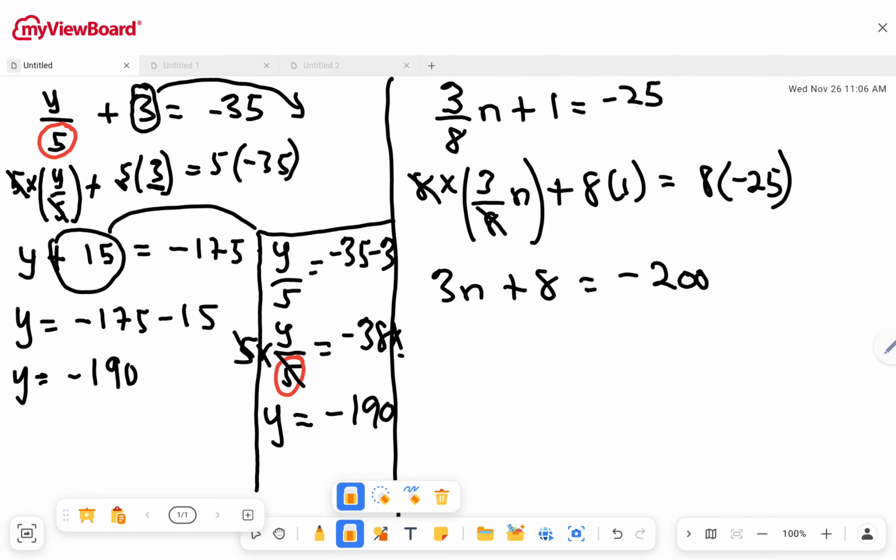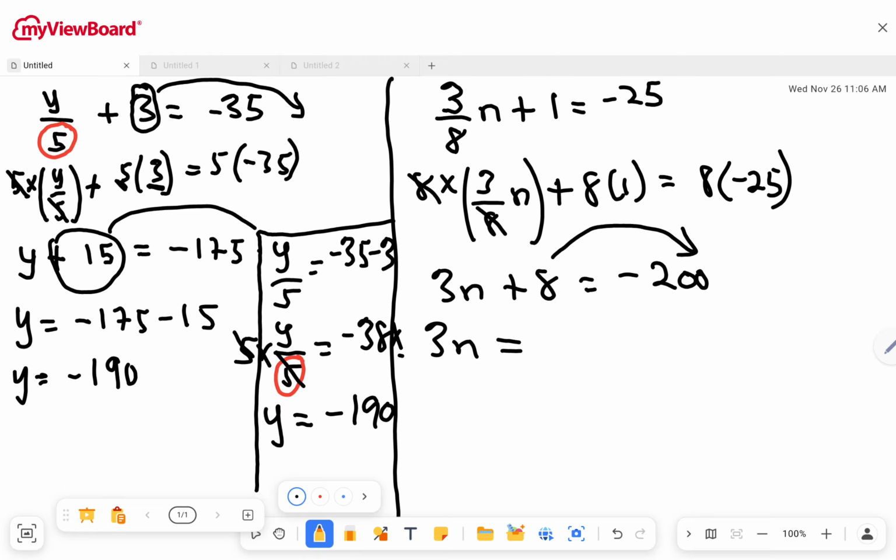Now we are going to transfer this 8 here to the right side of the equation. And we shouldn't forget, when you move a positive number from one side of the equation to the other side, it must be negative. If you move a positive number from one side of the equation, whether left or right, to the other side, it must change to a negative. So we are going to have 3n is equals to negative 200 minus 8.